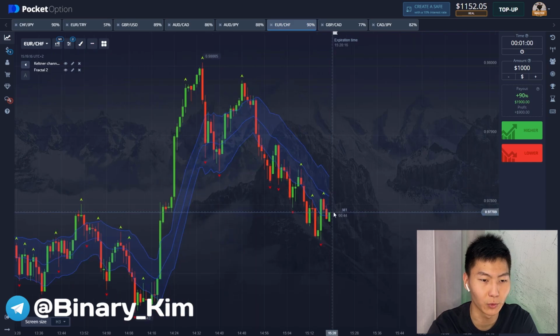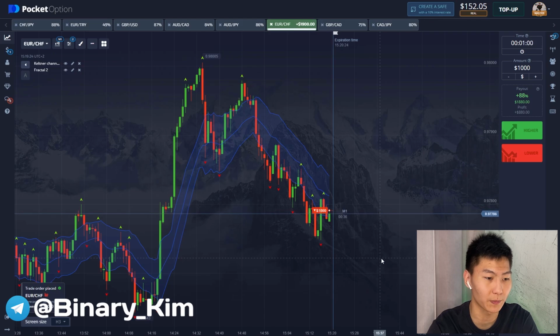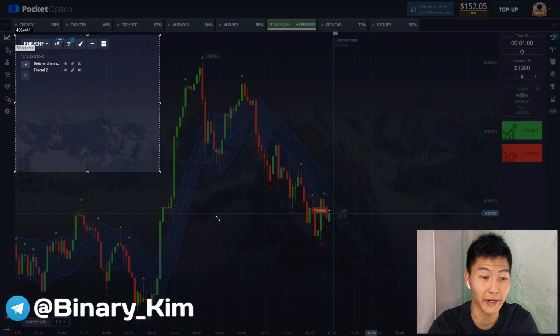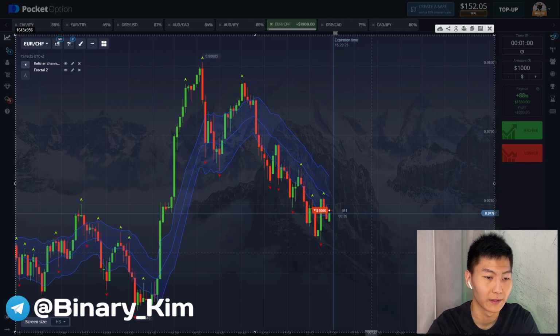We see the pullback is happening again, and it seems like we should open a short position here in the direction of the trend. I don't think we made a mistake. So have a look, guys. Price went up. The pullback did happen again.